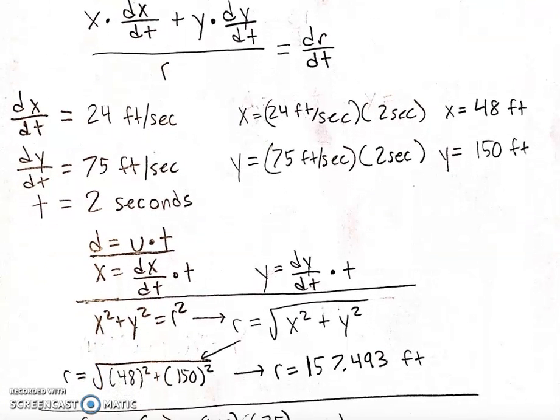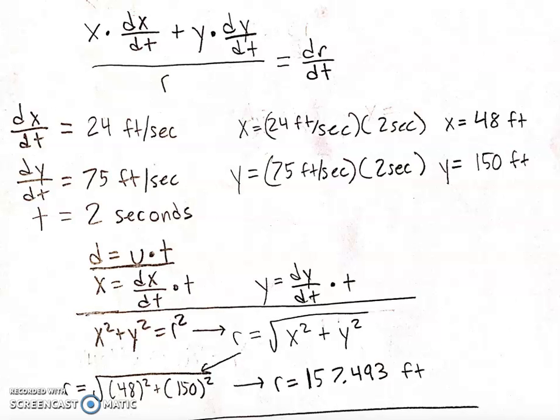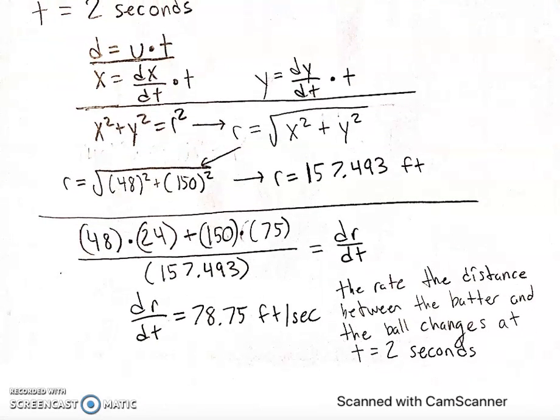Thinking back to how the batter, the ball, and the distance between them form a right triangle, we can find the distance between them, or r, at 2 seconds using the Pythagorean theorem. By plugging in our values for x and y, we find that r is equal to 157.493 feet. We now have all of our variables needed to solve for dr/dt. Plugging our values into the formula for dr/dt, we see that dr/dt is equal to 78.75 feet per second.